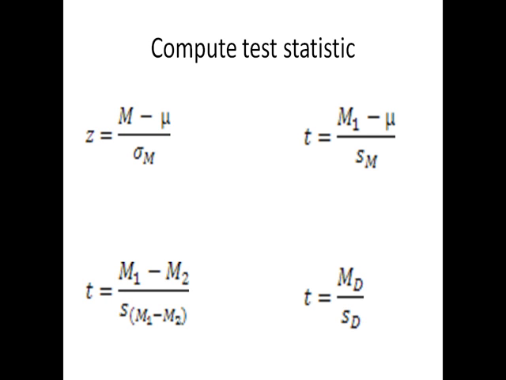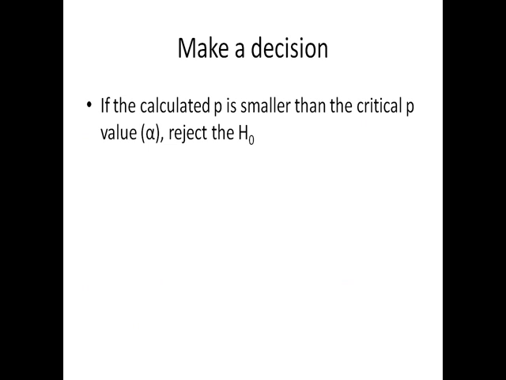Step 3 of the hypothesis testing is computing the test statistic. So I've got here on this slide all 4 of the formulas we're considering. That's what we would be doing for step 3. Step 4 is to make a decision. So if the calculated probability is smaller than the critical probability value, we reject the null hypothesis.